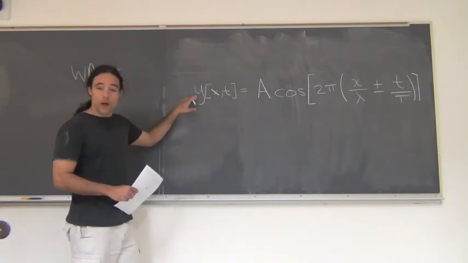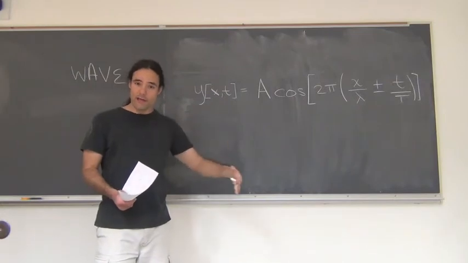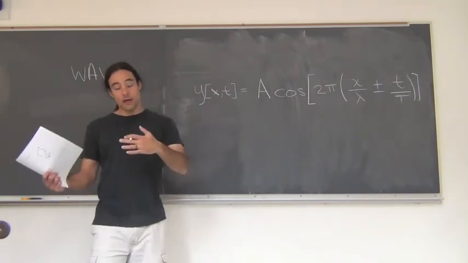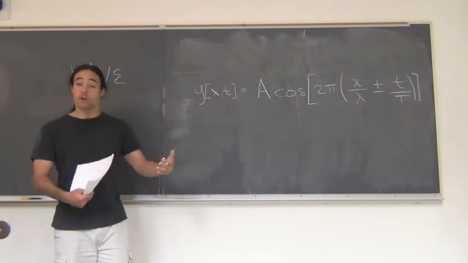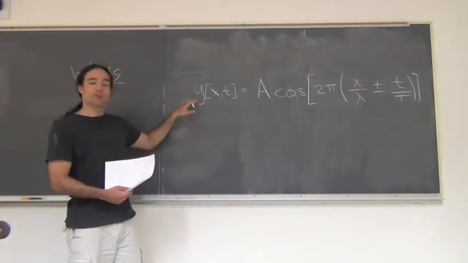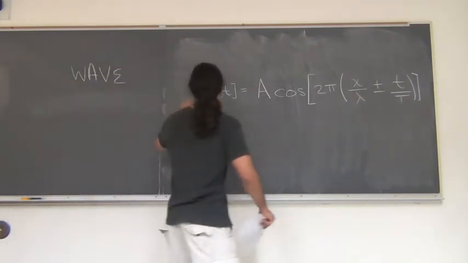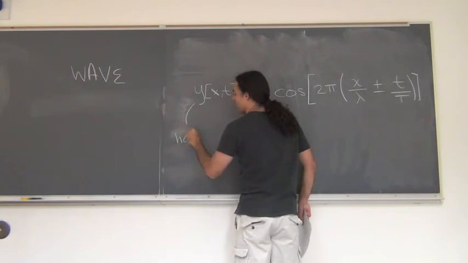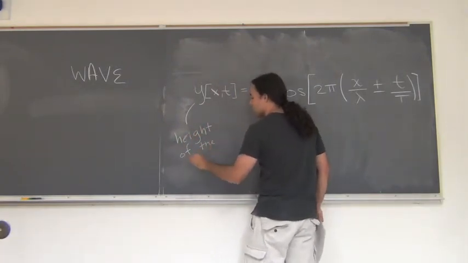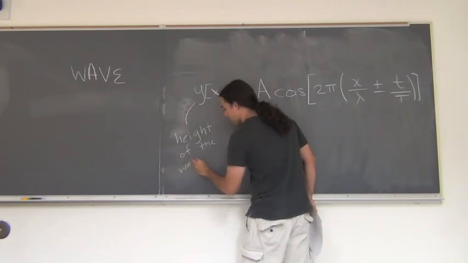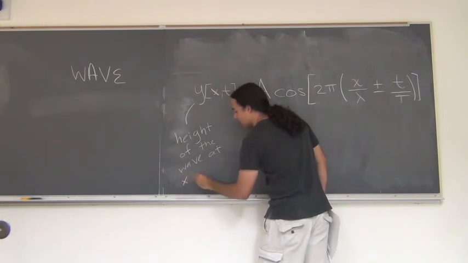We're going to define y to be the height of the wave. When I say height, it could be the height of a wave on a string, it could be the pressure of the wave, or whatever the disturbance happens to be. Let's just assume it's the height of the wave of a string wave. So here, y is the height of the wave at position x and time t.